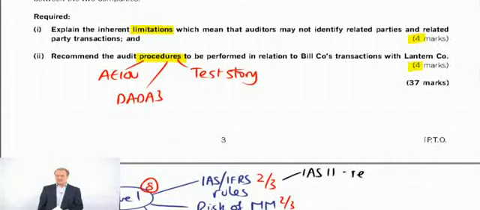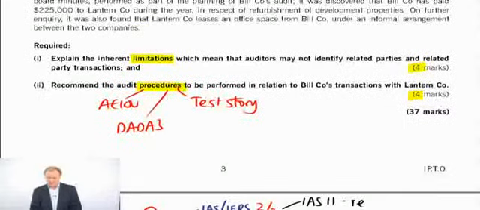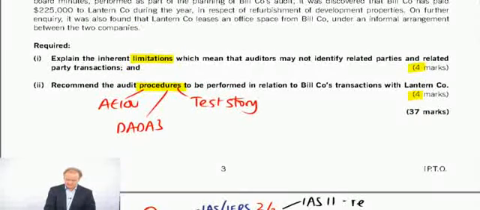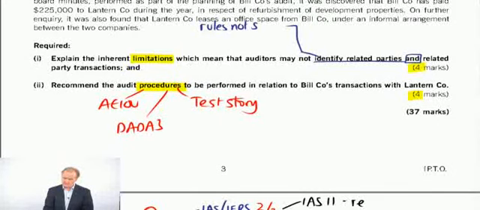Why is auditing related parties difficult? And I can plan my answer to that one right in front of you here. Why is it difficult to identify related parties and related party transactions? Well, maybe we should break it up using the and. Why is it difficult to identify related parties? Well, the rules are not simple.